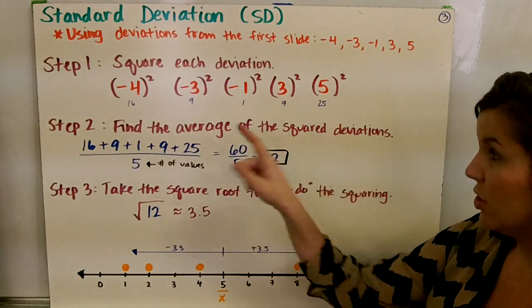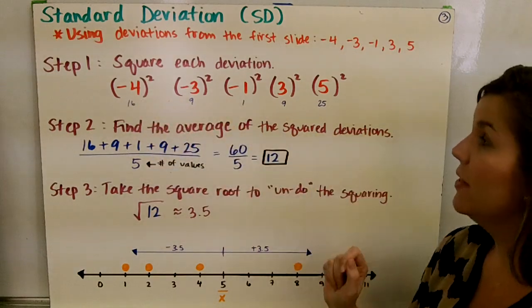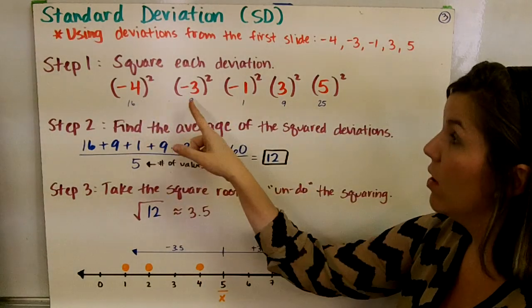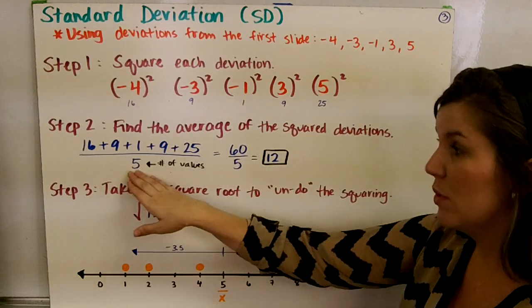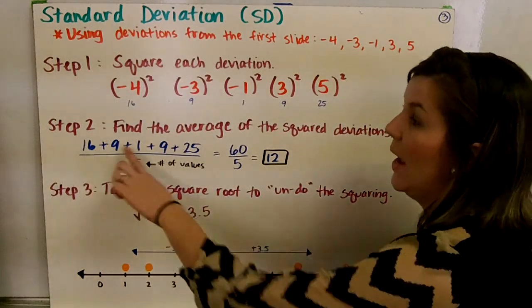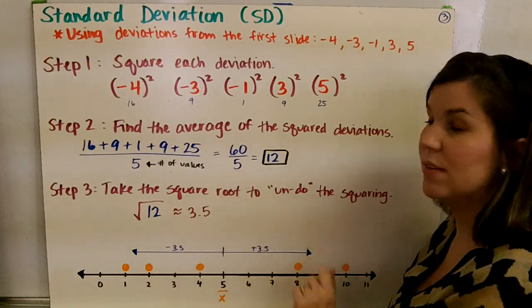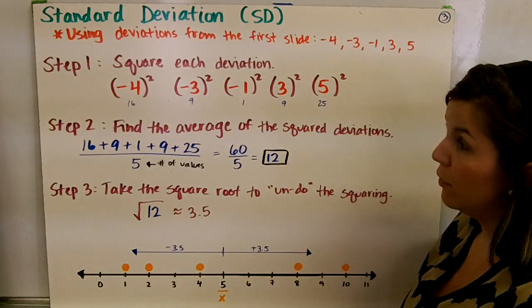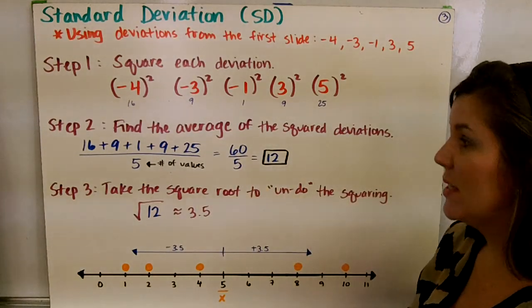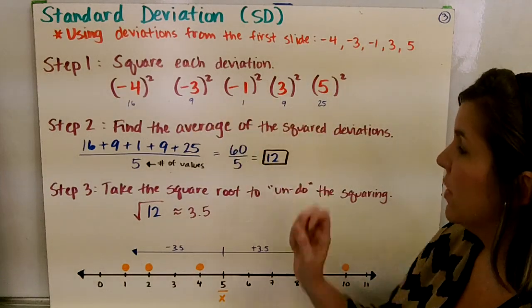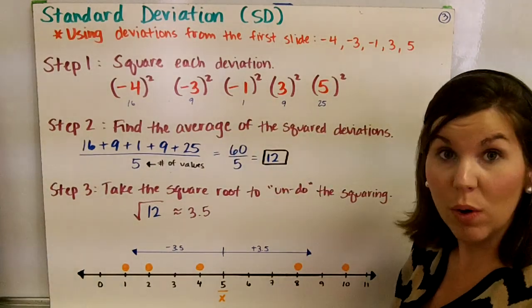Now, just as we did when we were calculating the mean absolute deviation, we're going to find the average. So add these together and then divide by the number of values. There are, again, 5 values, so we're dividing by 5. Add them together, you get 60. 60 divided by 5 is 12. Now we have one more step here. Because we squared everything, we need to undo what we squared.